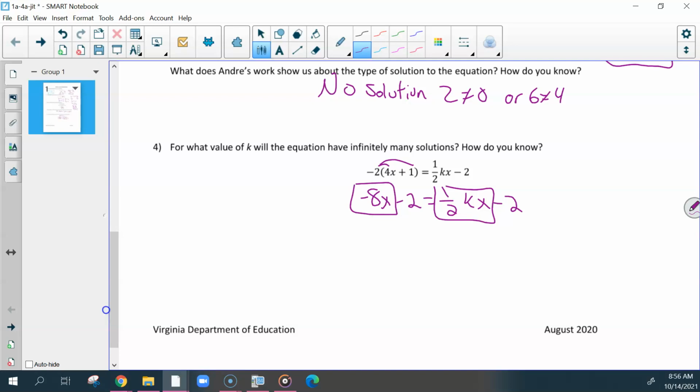So what I'm going to do is kind of set those parts equal to each other and solve for k. So I know the 1/2 k needs to equal -8. So I can set those equal to each other.